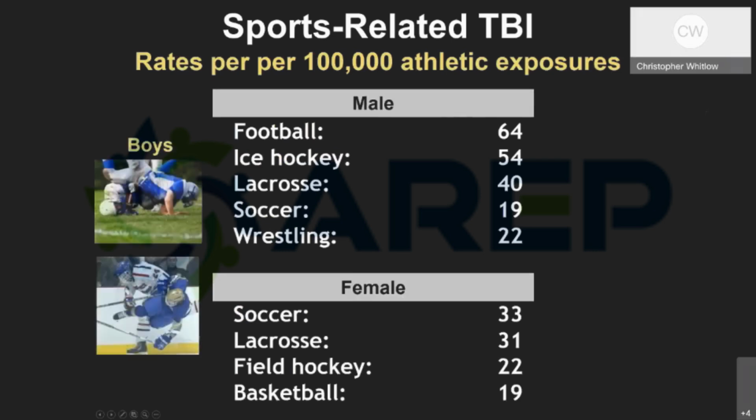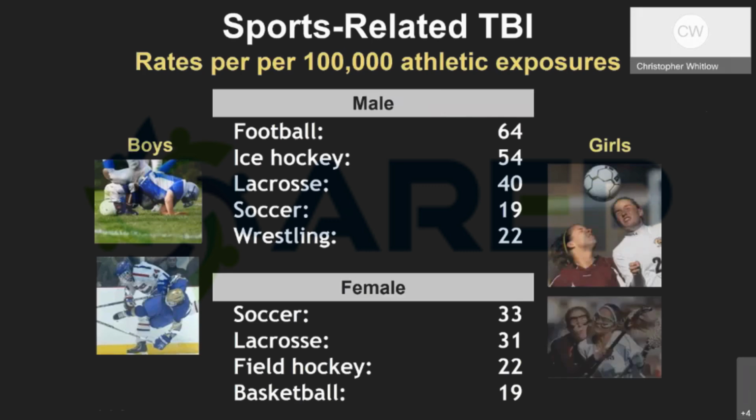And here's a more complete list of the biggest offenders with respect to specific sports, and it differs a little for boys and girls. And as I mentioned, football is by far the biggest offender for boys, followed by hockey and lacrosse, whereas for girls, soccer dominates, followed by lacrosse, field hockey, basketball, and even cheerleading, which isn't shown on this slide, and that's for the U.S.